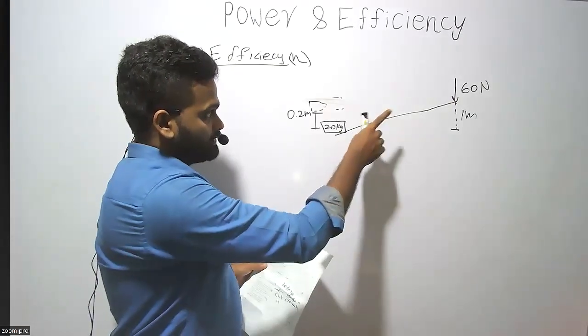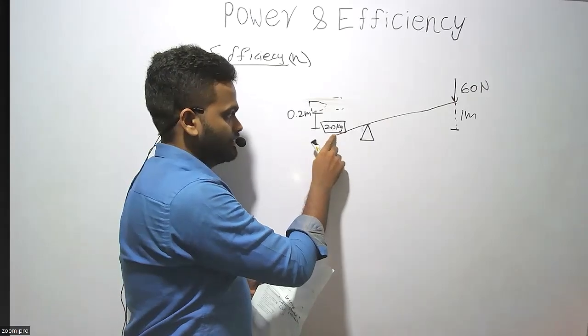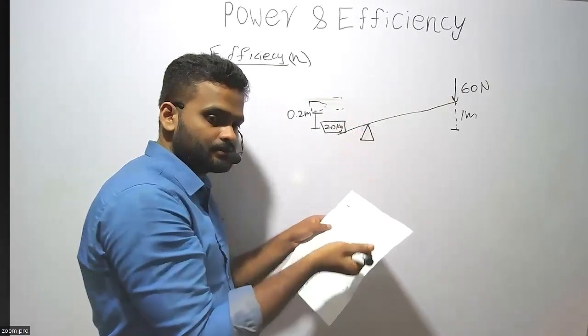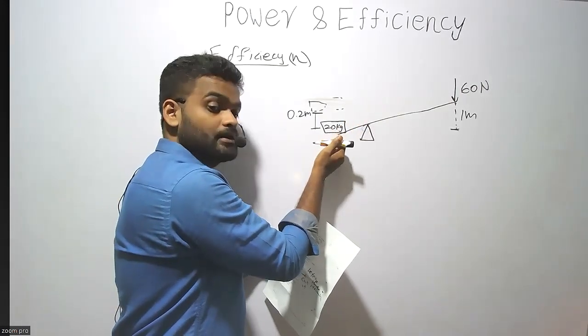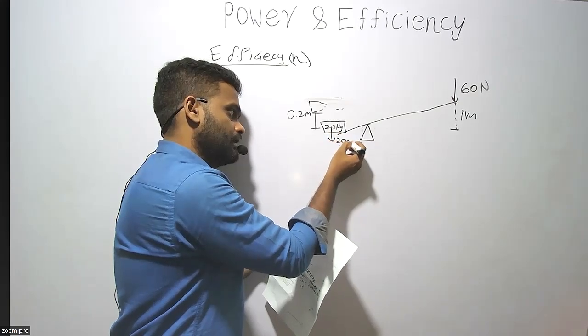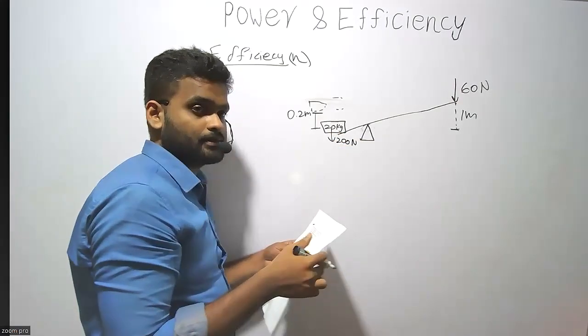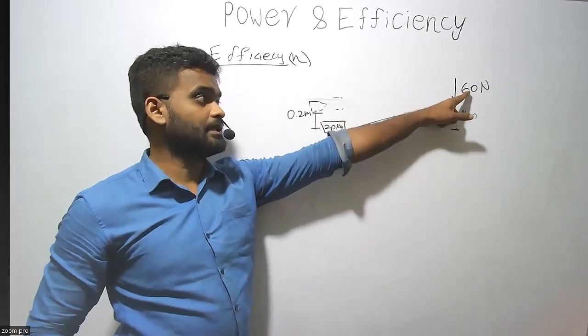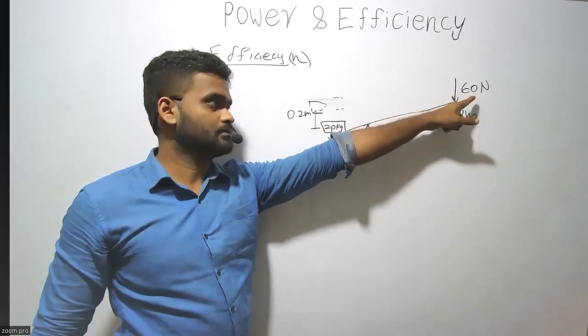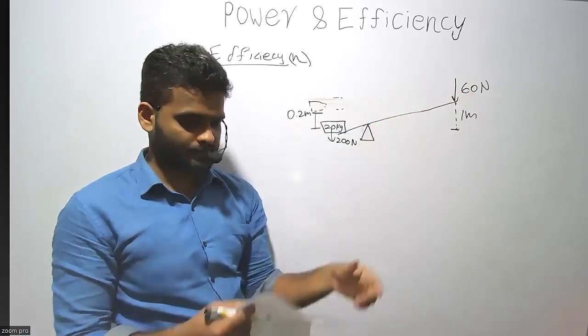So if the man, without the lever, needed to lift this directly, he would need a 200 Newton force, right? At least a 200 Newton force is required. But using the lever, he only needs 60 Newton. Only 60 Newton.